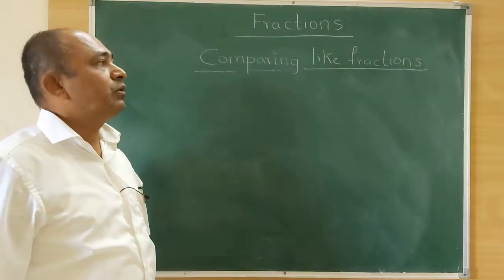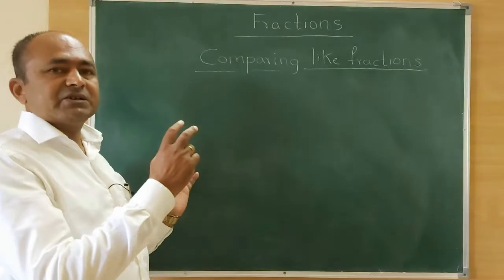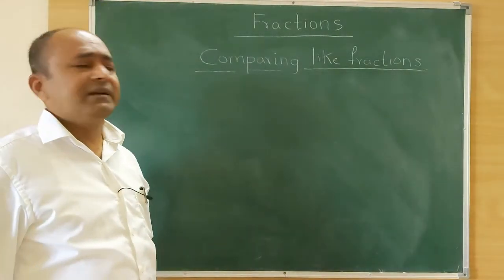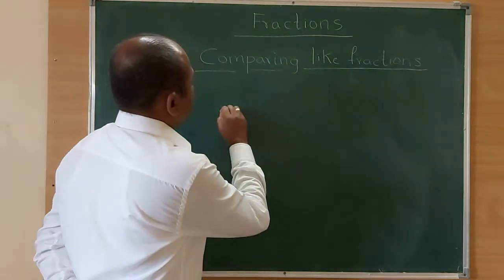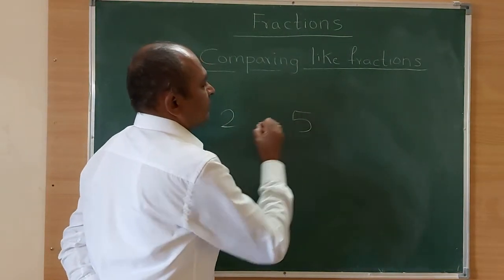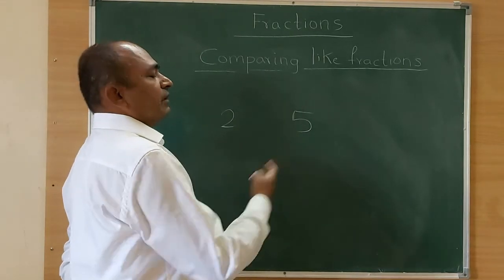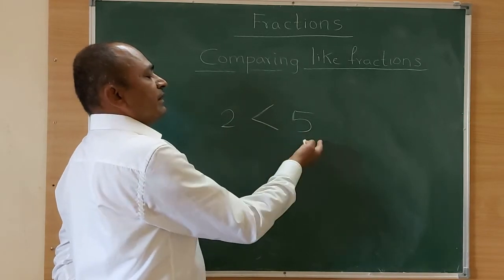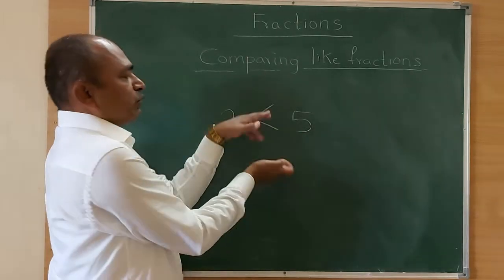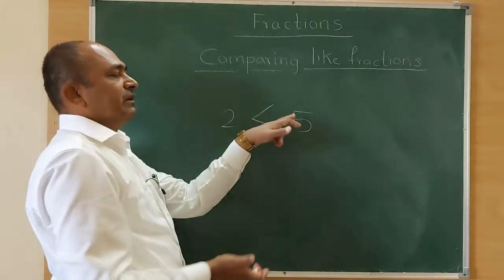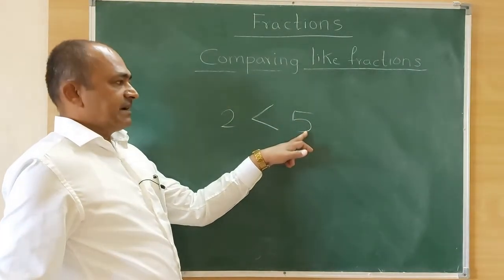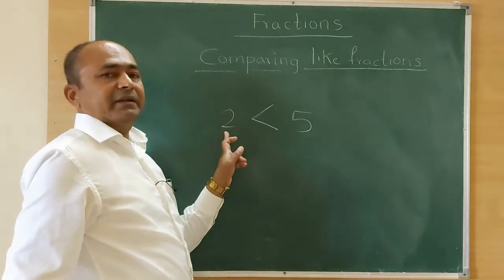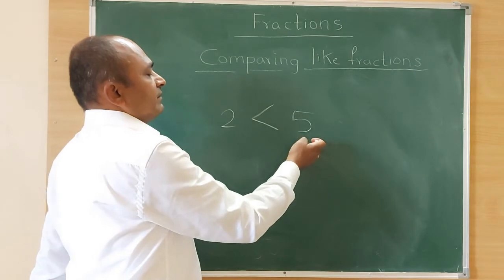Now we will learn how to compare fractions, which fraction is greater and which is smaller. Numbers we can easily compare. Suppose you are told 2 and 5, which is smaller and which is greater, immediately you will give a sign that 2 is smaller than 5. The open mouth goes to the greater side, and the vertex goes to the smaller side, meaning 2 is smaller than 5.